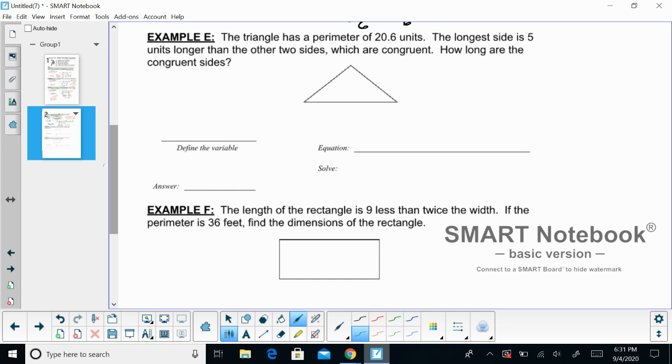So now we have another perimeter problem, but this time we have a triangle. We're going to do the same thing. We're going to read the problem, find the important information. This one says the triangle has a perimeter of 20.6 units.